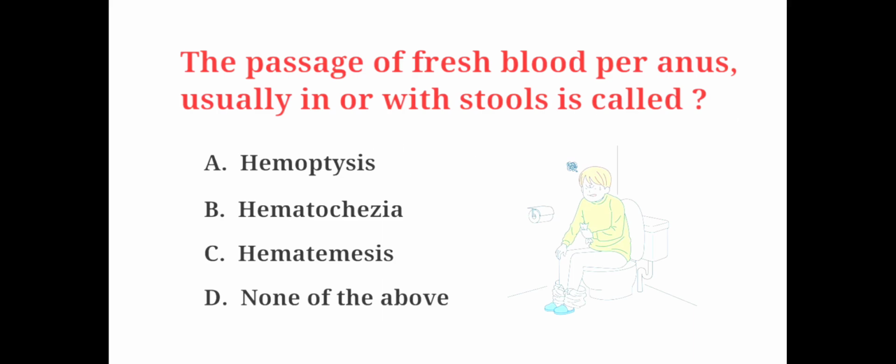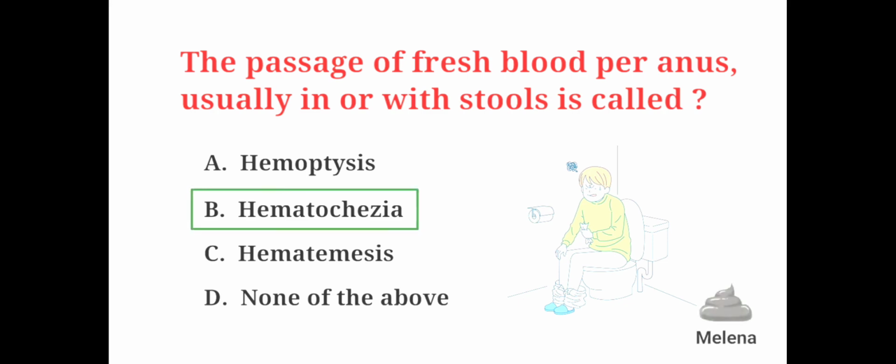The passage of fresh blood per anus usually in or with stools is called A. Hemoptysis, B. Hematochezia, C. Hematemesis, D. None of the above. And the correct answer is B. Hematochezia. Melena is the passage of black tarry stools, whereas hematochezia is the passage of fresh blood per anus usually in or with stools.